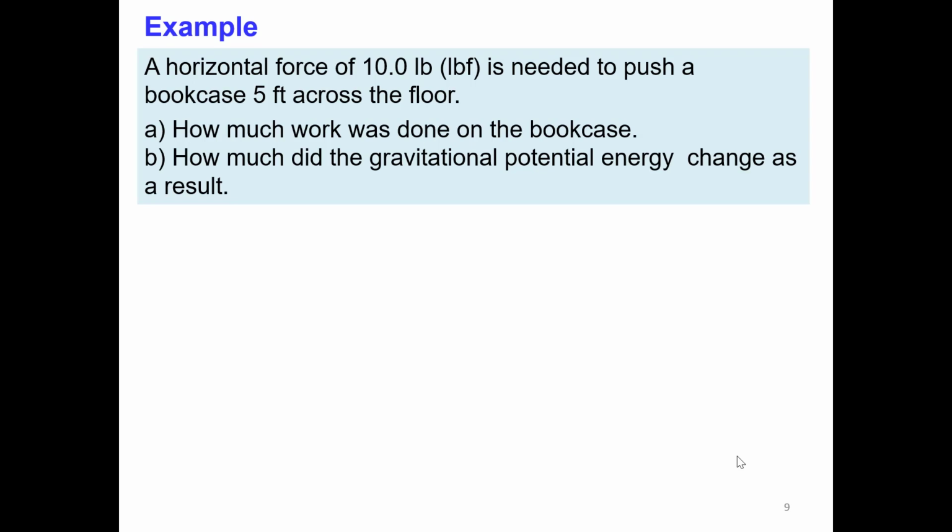Now we are going to solve one more problem that involves gravitational potential energy. In this case, we had a horizontal force of 10 pounds. Remember, 10 pounds corresponds to 10 pounds force, because it's a force. It's needed to push a bookcase 5 feet across the floor. Then we want to calculate how much work was done on the bookcase, and also what is the change of potential energy when we move the bookcase from one point to another. This is what we want to calculate. And let's try to get the information from the problem first.